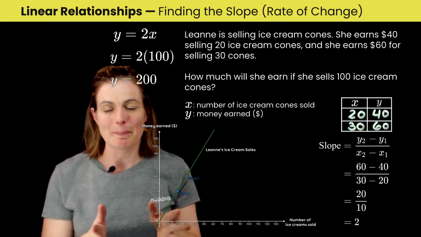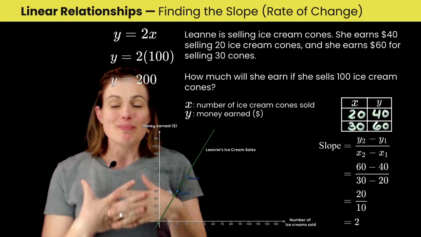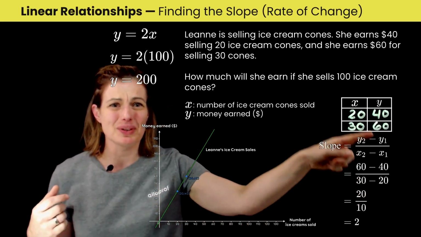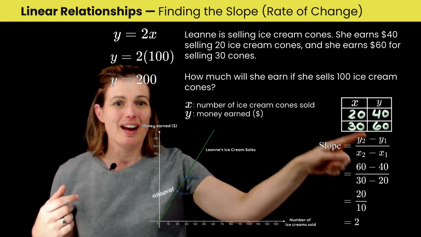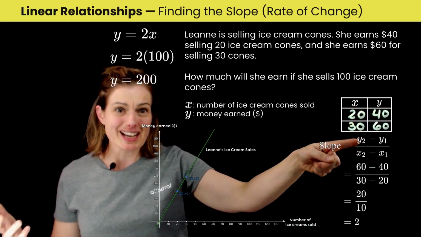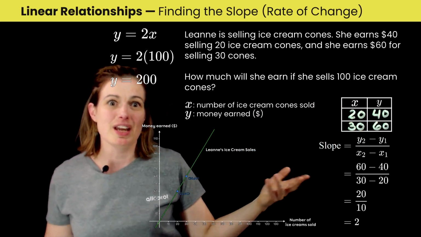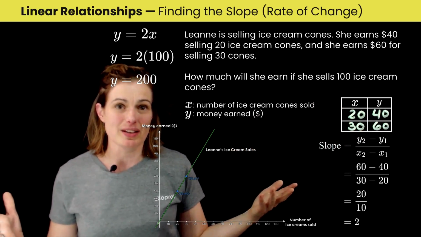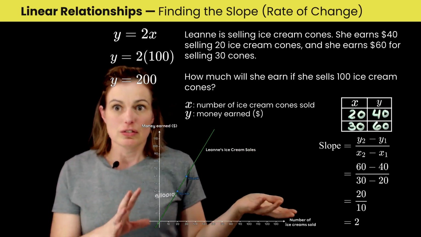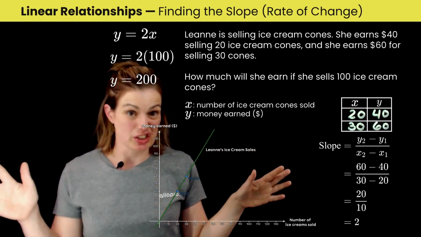She's pretty happy. You might be thinking that, well, why did we have to go through this whole process right here? When I could have just taken any of my y values and divided them by my x value, and that would have given me $2 per cone anyway. So shouldn't I be able to find my slope by saying y divided by x just like that?